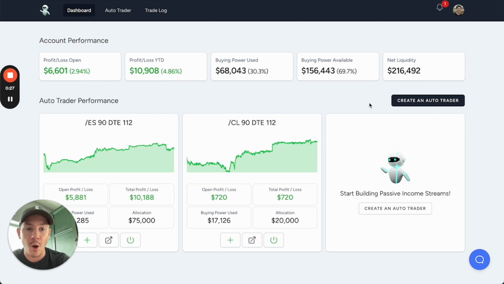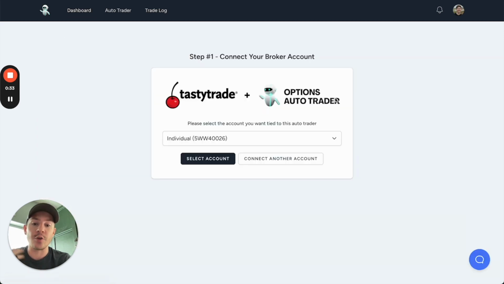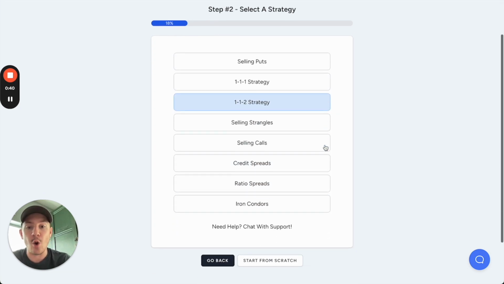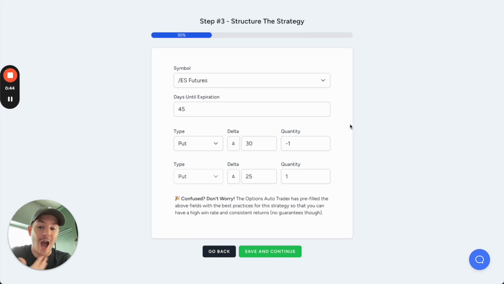So let's go in to the Options Auto Trader, which is an amazing tool that I made that allows you to automate option selling strategies. So if I go in here and connect my Tasty Trade broker, I can then set up a credit spread strategy. So if I go in here and select a strategy, I can select credit spreads, and I can set up the trade how I want to trade it.